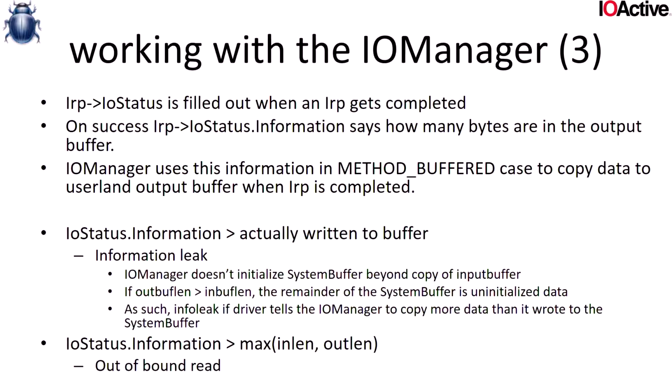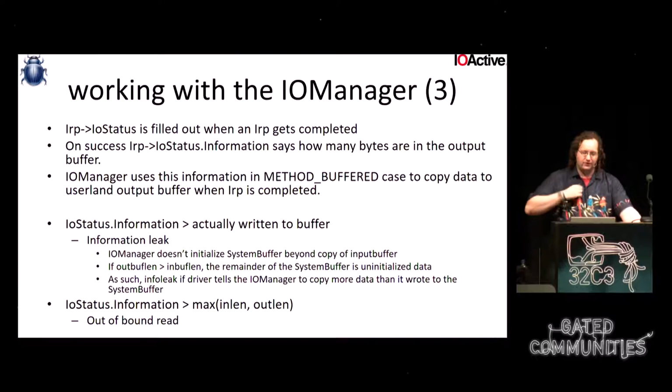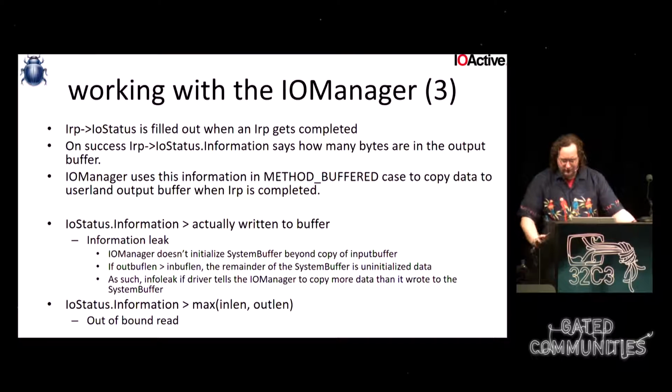Basically, quite often what people will do is they'll go to IoStatus.Information. They'll say, okay, whatever output buffer length the user gave me, that's the number I give you. And sure enough, you do that, and everything works. Nothing crashes. You get all the data you need, and everything works perfectly. But there's this very subtle thing where all of a sudden you have this information leak.